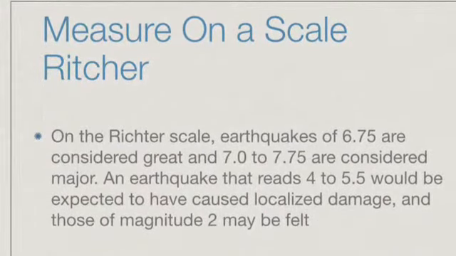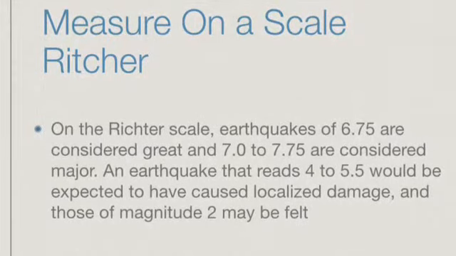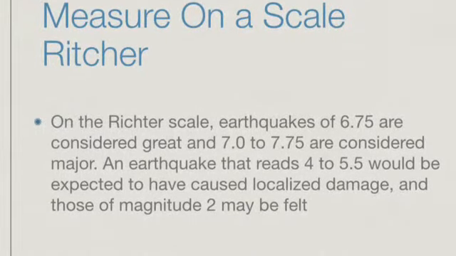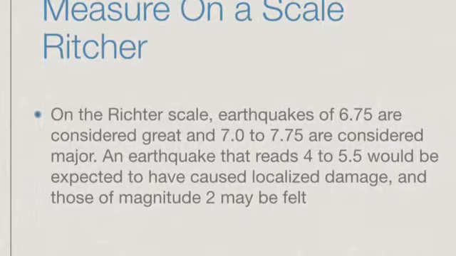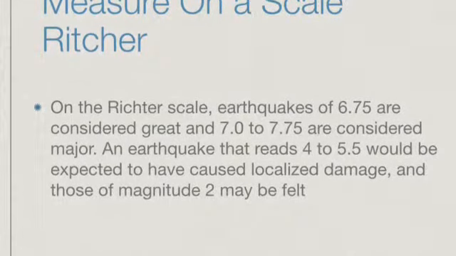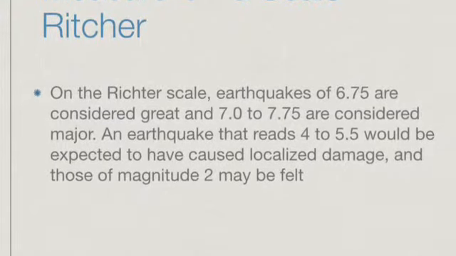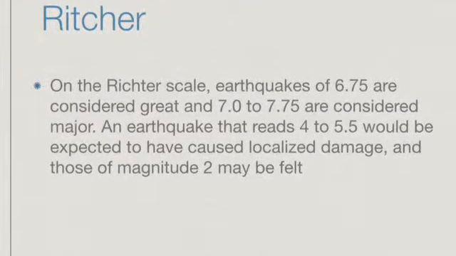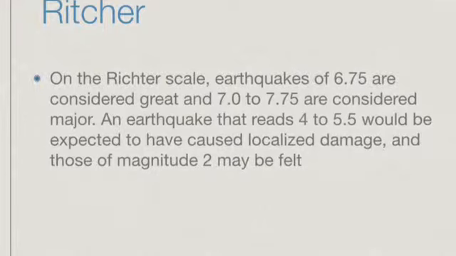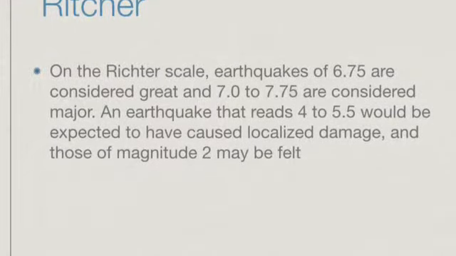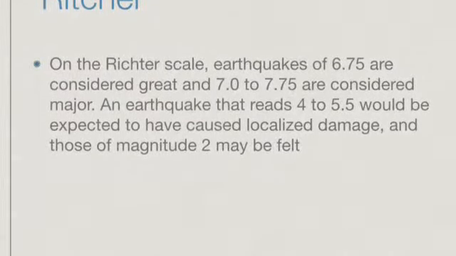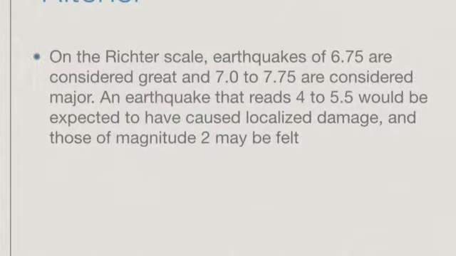Measurement on the Richter scale. On the Richter scale, earthquakes of 6.75 are considered great and 7.0 to 7.75 are considered major. An earthquake that reaches 4 to 5.5 would be expected to have caused localized damage, and those of magnitude 2 may be felt.